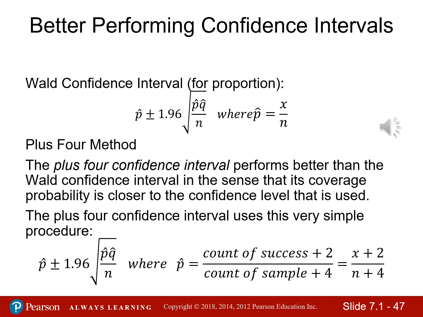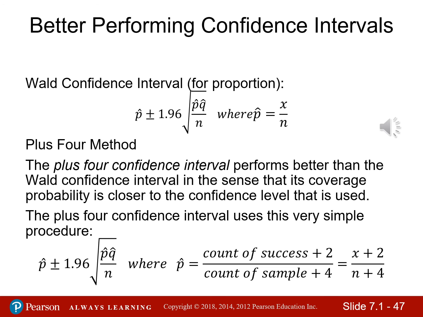Now let's consider the plus-4 method of confidence intervals. The plus-4 confidence interval performs better than the Wald confidence interval in the sense that its coverage probability is closer to the confidence level that is used. The plus-4 confidence interval uses this very simple procedure. Add 2 to the number of successes x, add 2 to the number of failures, so that the number of trials n is now increased by 4, and then find the Wald confidence interval as previously described in this section.